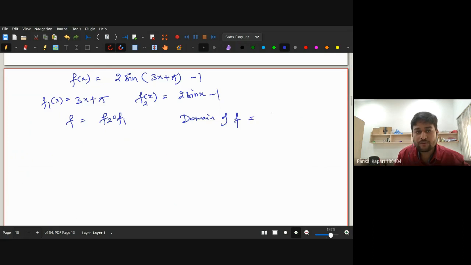Domain of f. In this case, because f is the composition of f2 and f1, this is the same as the domain of f1. And what is the domain of f1? You can see that it's just the linear function 3x plus pi, defined for every value of x. So this is just the set of all real numbers, R. Now we have to find the range of the function.